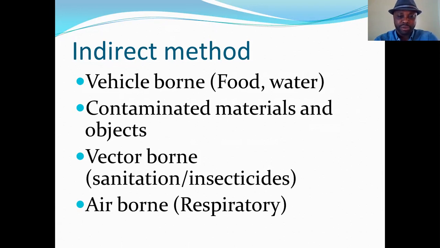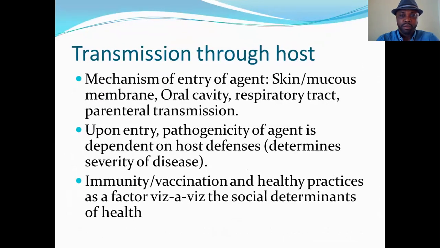Now, airborne infections are usually respiratory. They go through the respiratory tract. So when you transmit infection through the host, what happens? The mechanism of entry of such infection could be the skin, the mucous membrane, the oral cavity, the respiratory tract, or through parenteral transmission like IV injections through the veins, by drug abusers, or even in the hospitals, you could get infection through the venous channel.